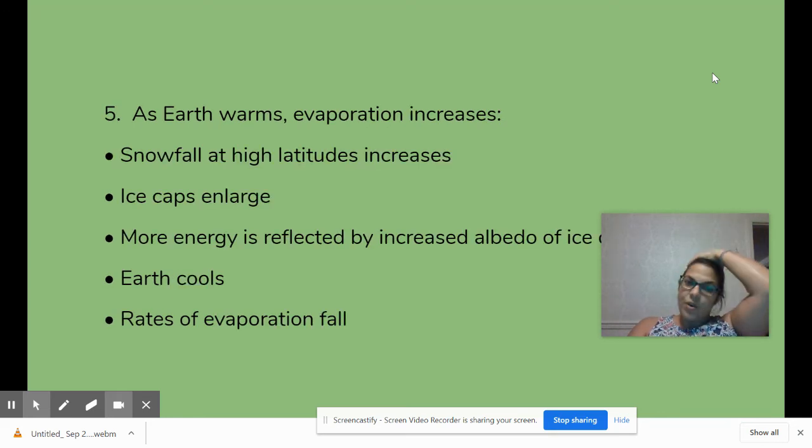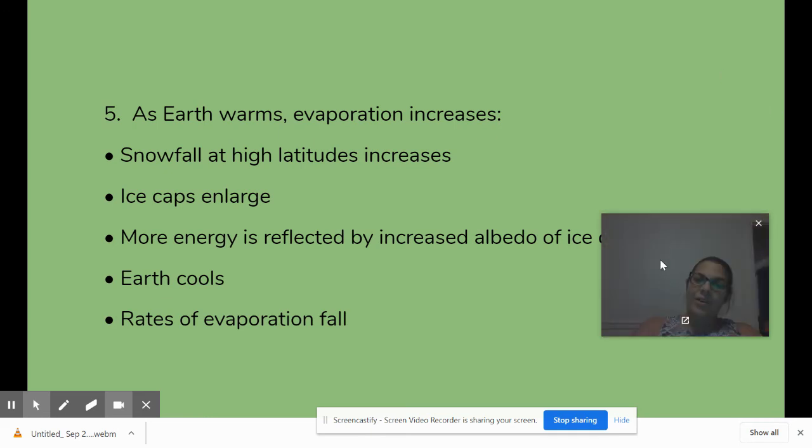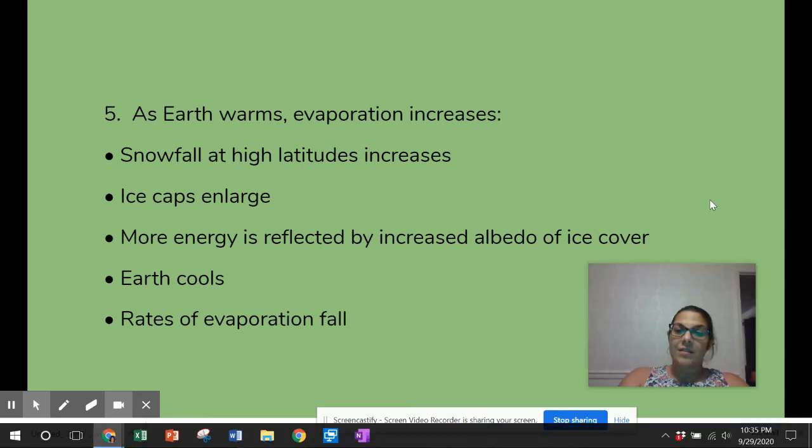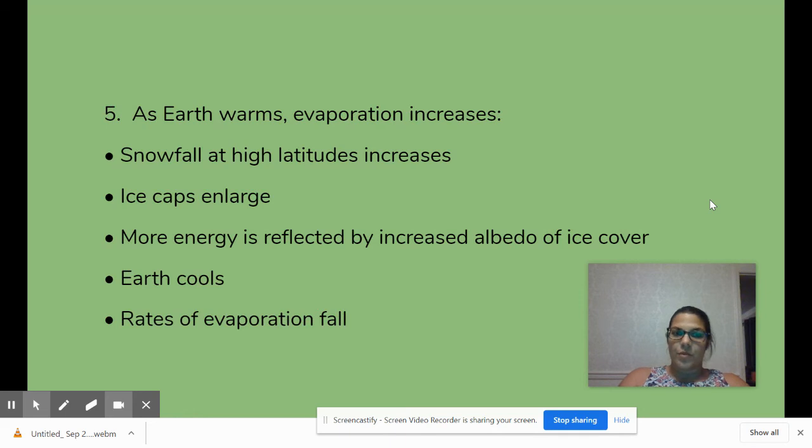5, as Earth warms, evaporation increases. Snowfall at high latitudes increases. Ice caps enlarge. More energy is reflected by increased albedo of ice cover. Earth cools and rates of evaporation fall. Okay, so positive or negative there.